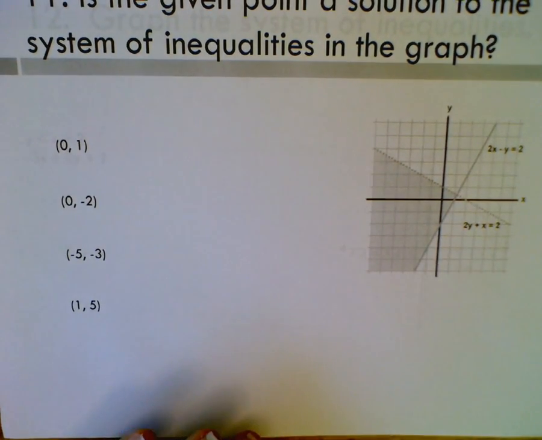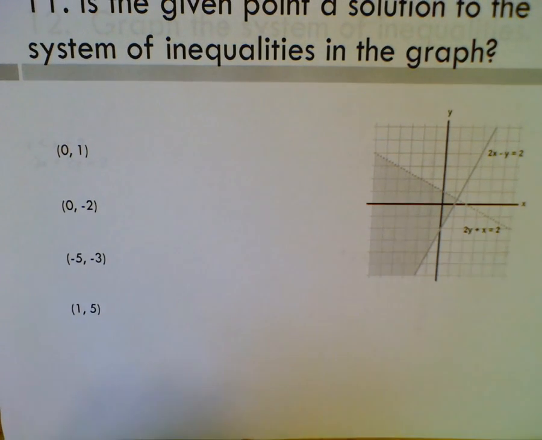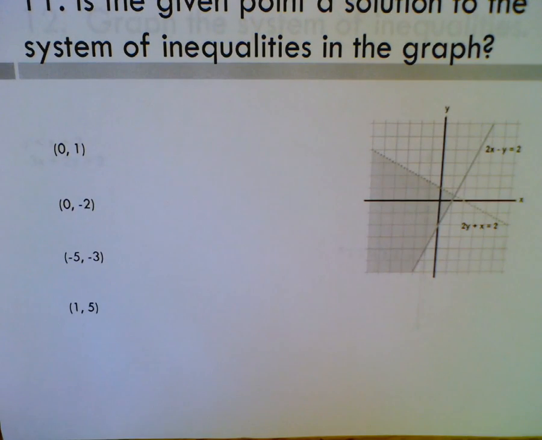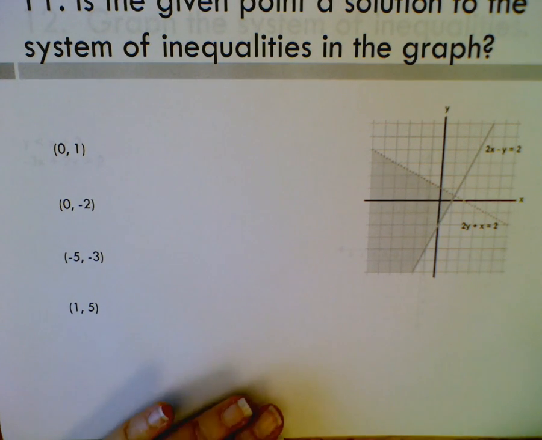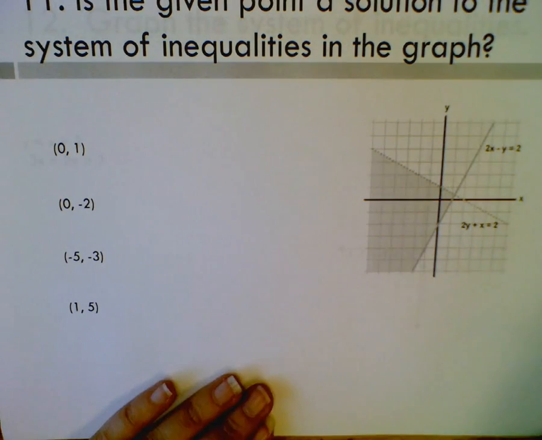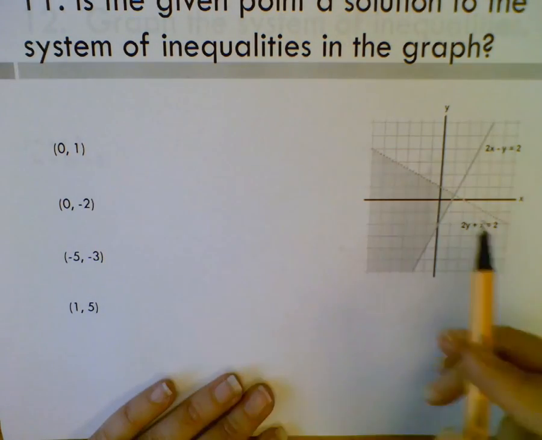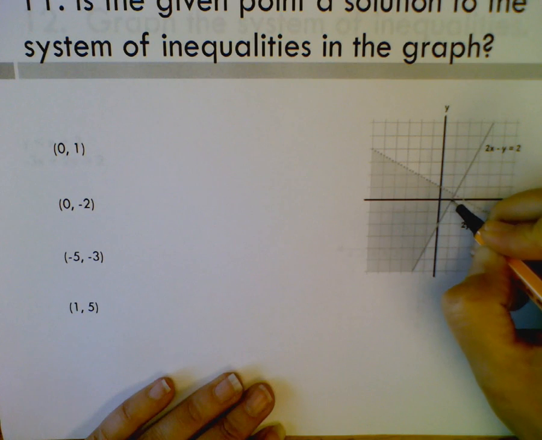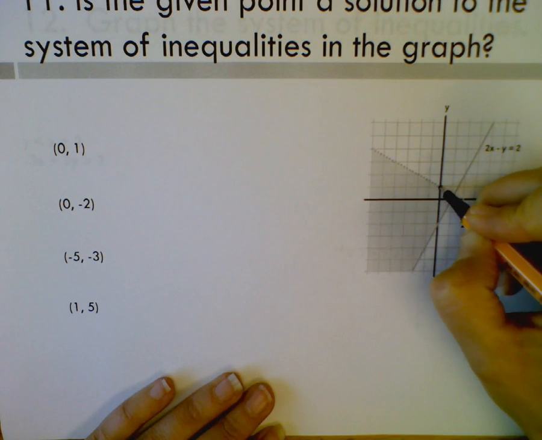Next one is a system question, and understanding that you have some solutions in the double shaded region. Okay, so let's just test them. If it's in the double shaded region, then it's a solution. If it's not, then it's not. So 0, 1. 0, 1 is right here.